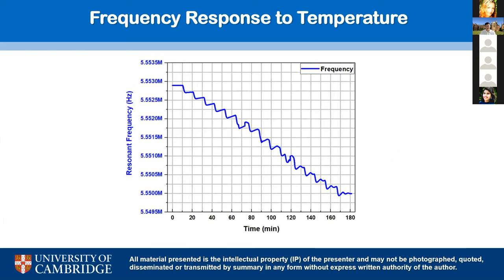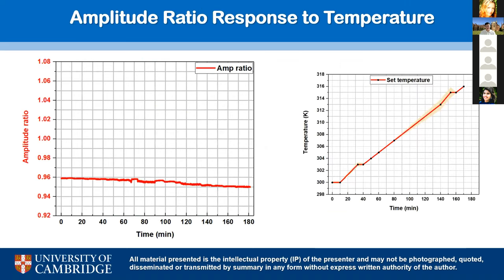And after determining the stability output in the new design of coupled MEMS resonator, the resonator's response to temperature was tested. So here, what we are seeing is the temperature was increased by 1 Kelvin, and the frequency response for one of the resonators was recorded by varying the temperature. You can see that the frequency tends to decrease with increase in temperature. But if we look at the amplitude ratio graph, the amplitude ratio stays more or less constant for the same degree of increase in temperature. So this again confirms the common mode rejection to temperature in the new design of coupled MEMS resonators.